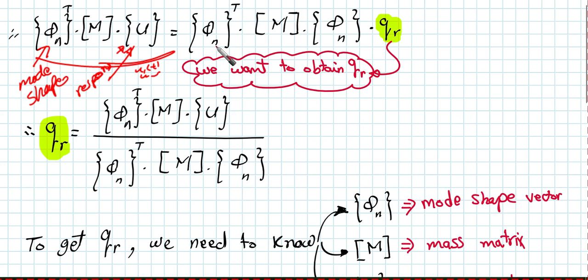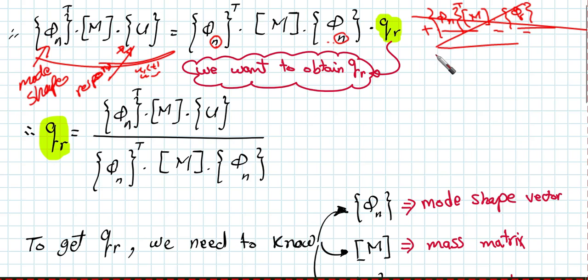The right hand side is going to be phi n transpose times mass matrix times phi n. They are the same. This is the only remaining term, because the other terms, like phi n transpose times m times phi r, for example, are zeros, right? So everything already moved here, and the remaining part is this part times qr. We want to obtain qr. What is the meaning of qr? It is a scalar multiplier. We call it the modal coordinate. It gives us how much the mode shape is going to contribute to the total response of the structure.